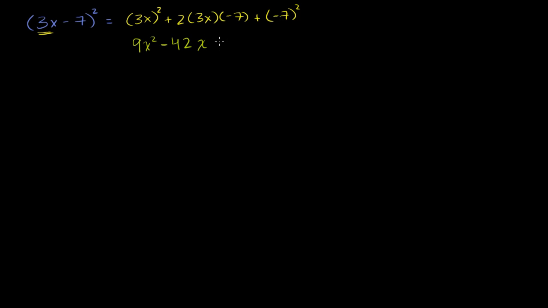And then a negative 7 squared is plus 49. That was a fast way. And just to make sure that I'm not doing something bizarre, let me do it the slow way for you.